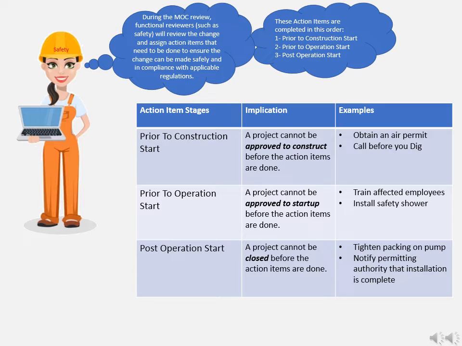Examples are obtaining an air permit or calling before you dig. On prior to operation start action items, the project cannot be approved to start up before the action items are done. Examples are train affected employees or install a safety shower. On post-operation start action items, the project cannot be closed before the action items are done. Examples are tighten packing on pump or notifying permitting authority that the installation is complete.